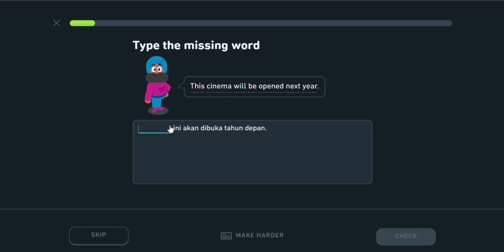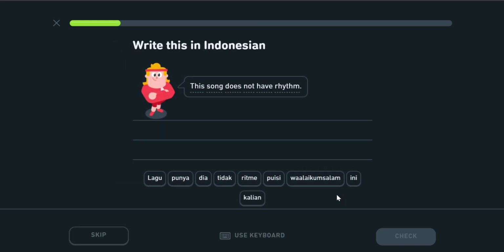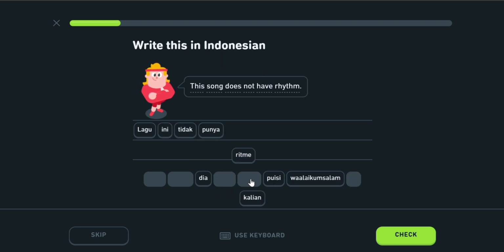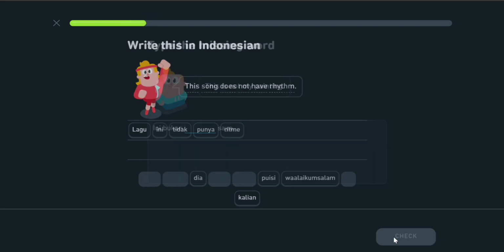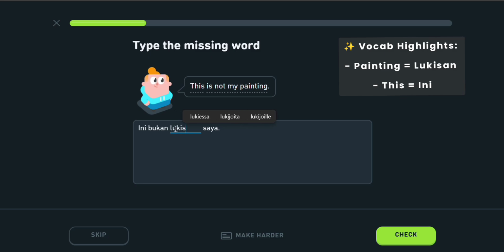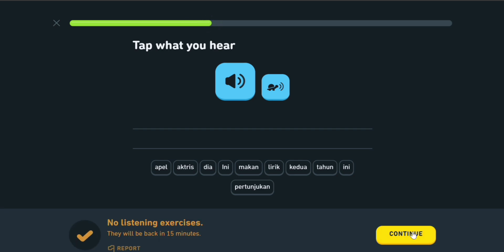The cinema will be open next year, so that is bioskop ini akan dibuka tahun depan. Continue. This song does not have rhythm, so that is lagu ini tidak punya ritme. This is not my painting, ini bukan lukisan saya. Ini pertunjukan kedua dia tahun ini. We're just gonna skip the listening parts.